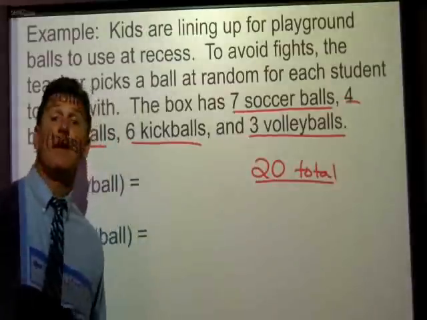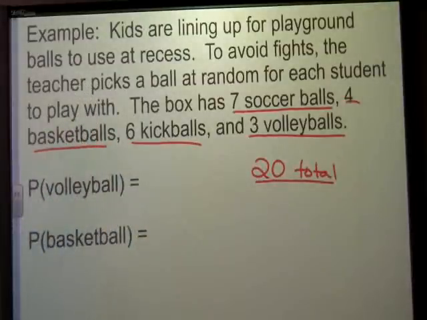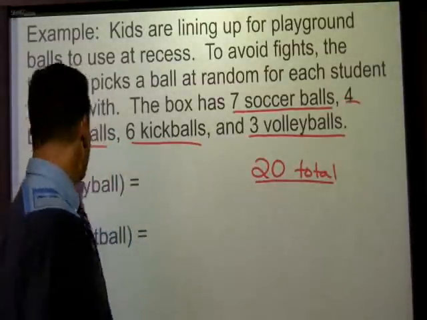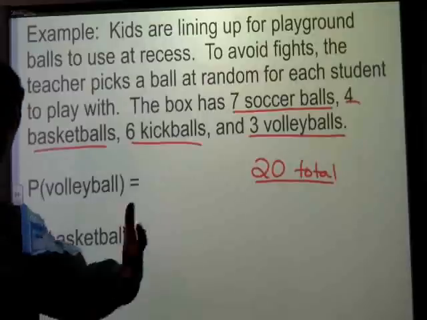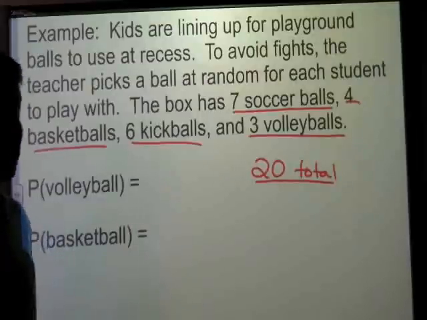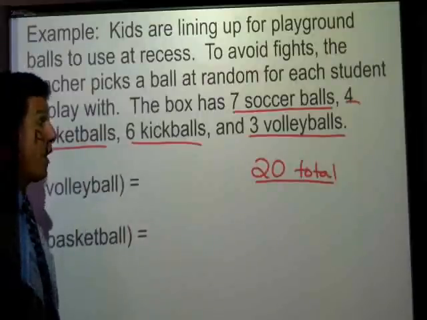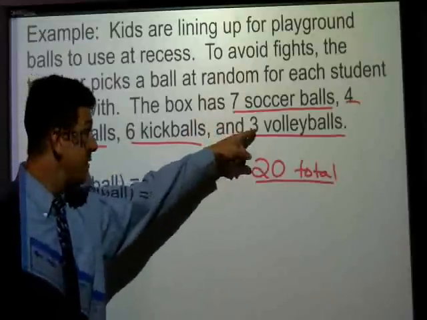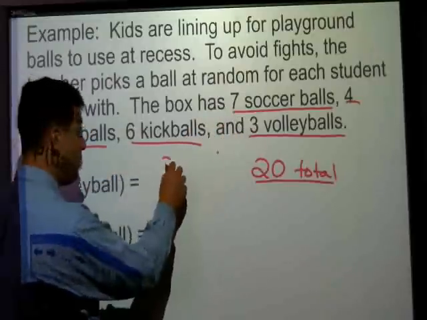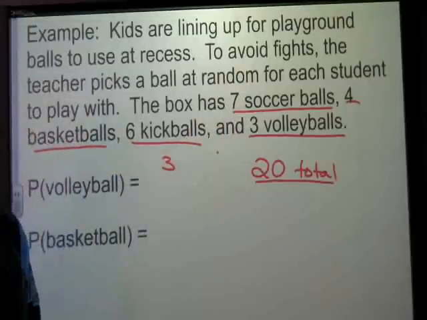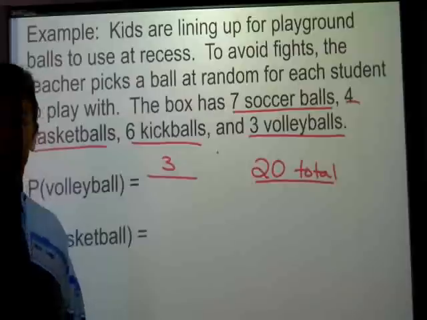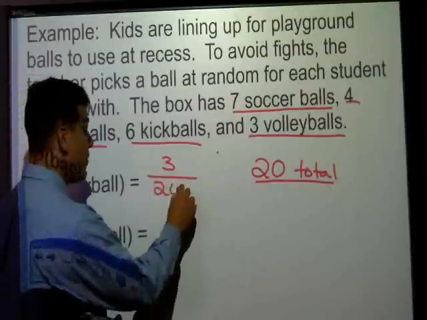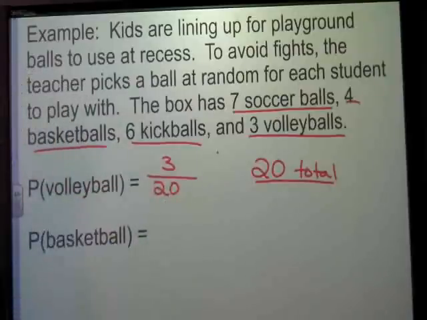We need to know that because that is our sample space. There are 20 total things that can happen. The event that I want to find the probability of in this case is the probability that I select the volleyball, or that the teacher selects the volleyball and gives it to me. Okay? So, the outcome I want is a volleyball. How many ways can that outcome occur? 3 ways, because there's 3 volleyballs. That's the number of favorable outcomes. The total number of outcomes, or our sample space, is 20. The probability I get a volleyball is 3/20.